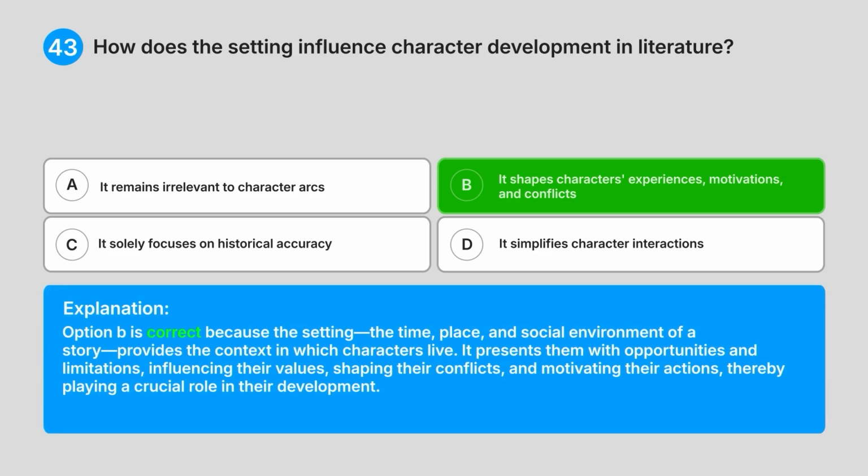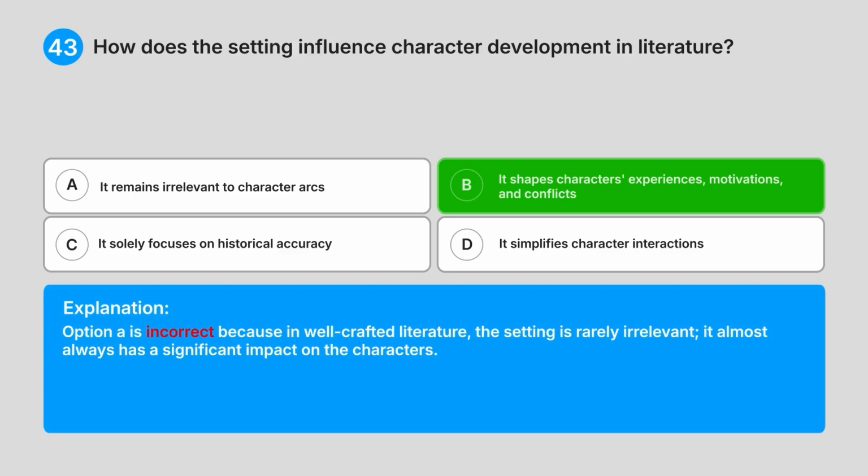Explanation. Option B is correct because the setting, the time, place, and social environment of a story, provides the context in which characters live. It presents them with opportunities and limitations, influencing their values, shaping their conflicts, and motivating their actions, thereby playing a crucial role in their development.